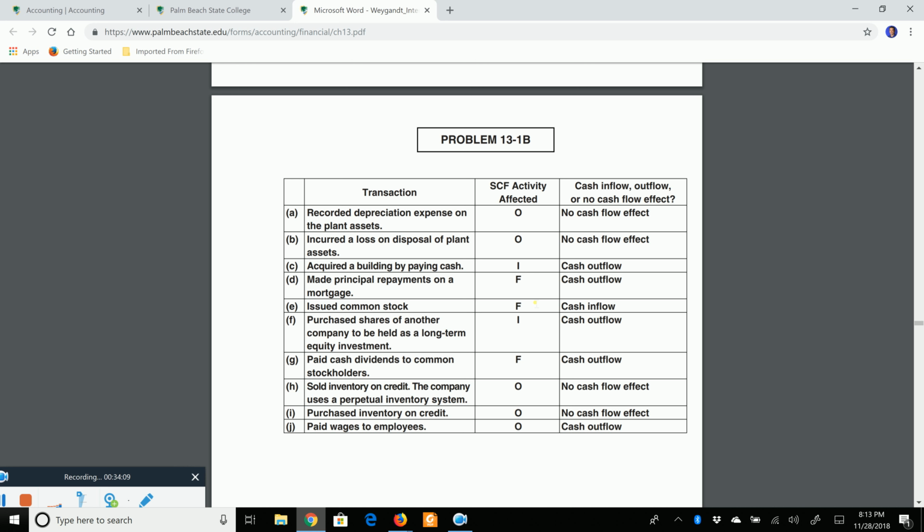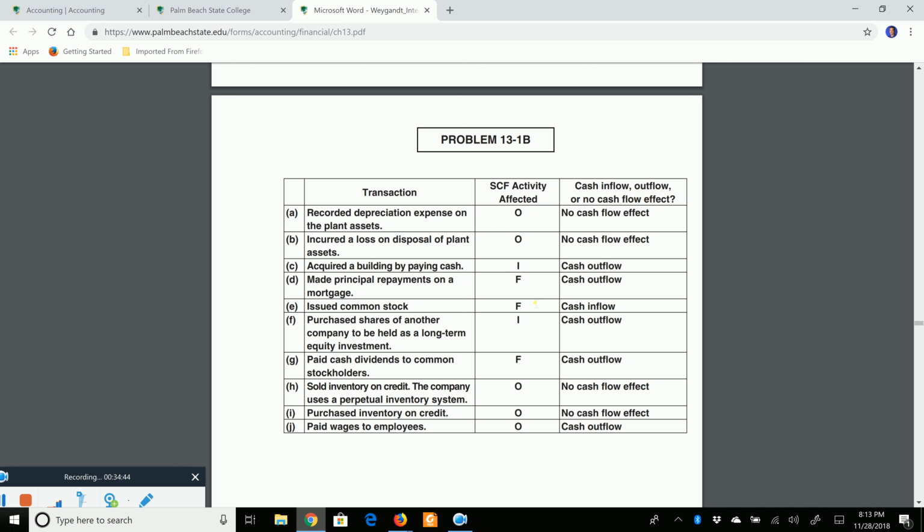Letter A, recording depreciation expense. As we saw earlier today in one of the homework problems, depreciation expense we are going to account for in the operating section. It really is an add back to the net income. Same as letter B, incurring a loss. The loss, we're going to record as an operating activity. It has no cash flow effect, but effectively we're going to show it as a positive number to reconcile net income to net cash flow.